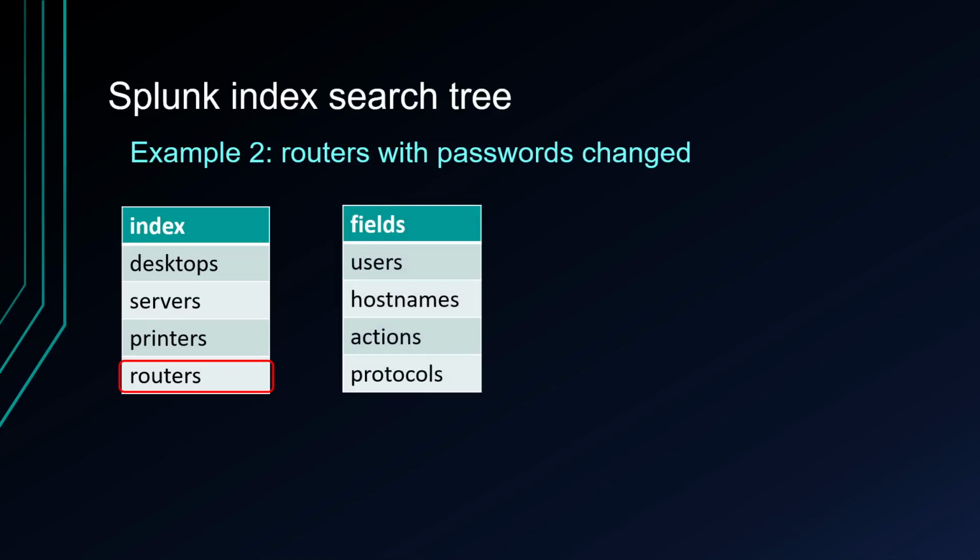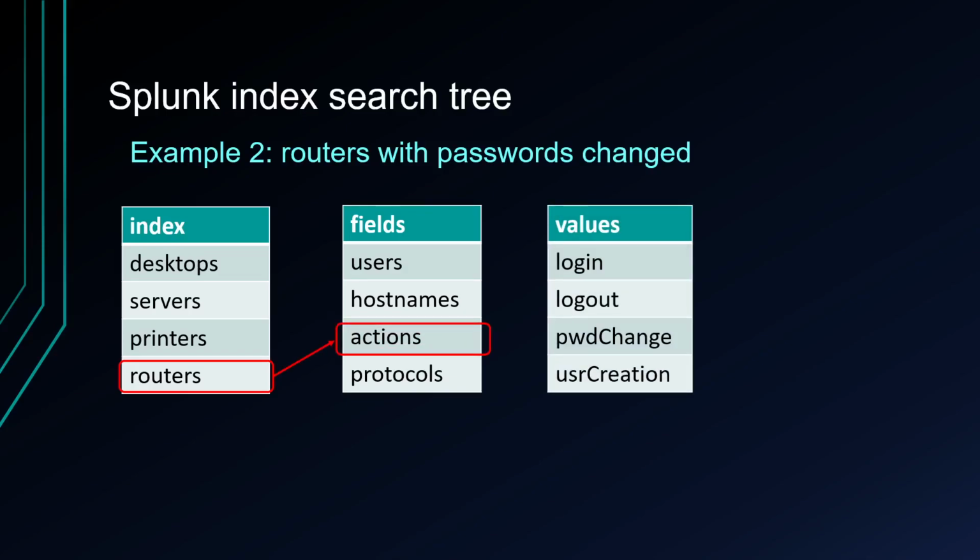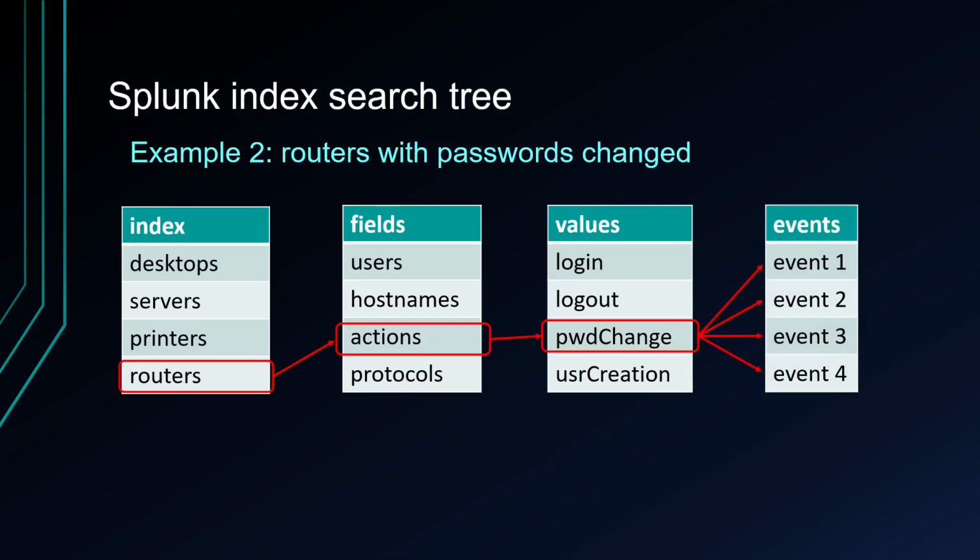Then Splunk gives us 4 different fields or categories: users, host names, actions, and protocols. So because we're looking for events where passwords have changed, we're going to select actions because a password change is an action, right? So Splunk presents us with 4 different values: log in, log out, password change, and user creation. So we're going to select password change, and now we see Splunk gives us 4 different events involving password changes.